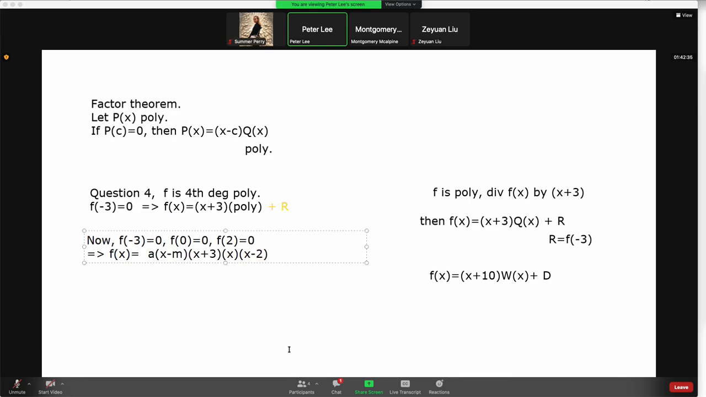We know that a 4th degree polynomial has 4 zeros. 3 zeros are already spelled out, so we need one more zero, which we call m. We don't know what m is, and we don't know what a is, the leading coefficient. And we know that x plus 3 and x minus 2 are factors of this polynomial, because when you plug in those values, we get 0. So this is how f of x looks.